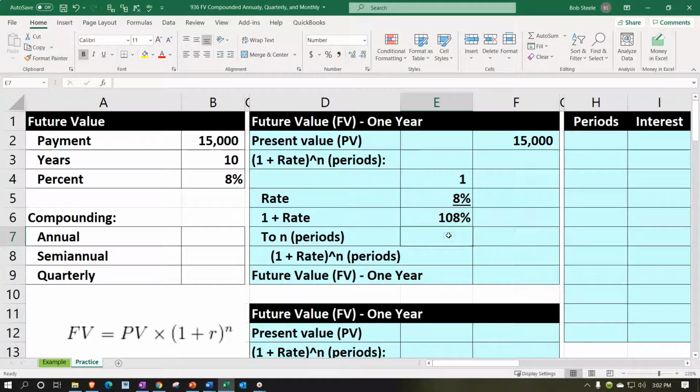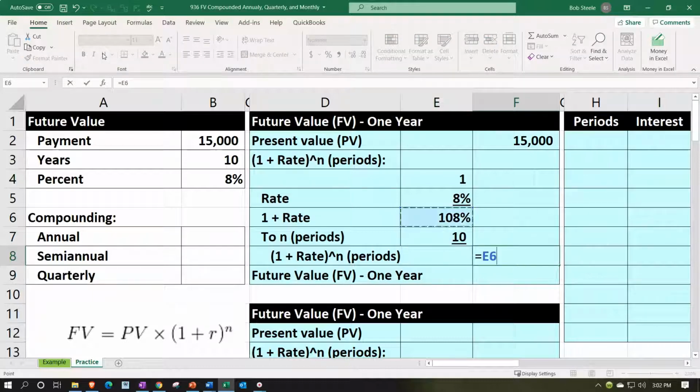Now the number of periods, this being in years, so we're just going to simply pick up the 10 years. I'll underline that by going to the Home tab, Font Group, and Underline. Pulling this out to the outer column now, this is going to be the 108%. Shift 6, caret, to the power of, in other words, the 10 units, in this case years.